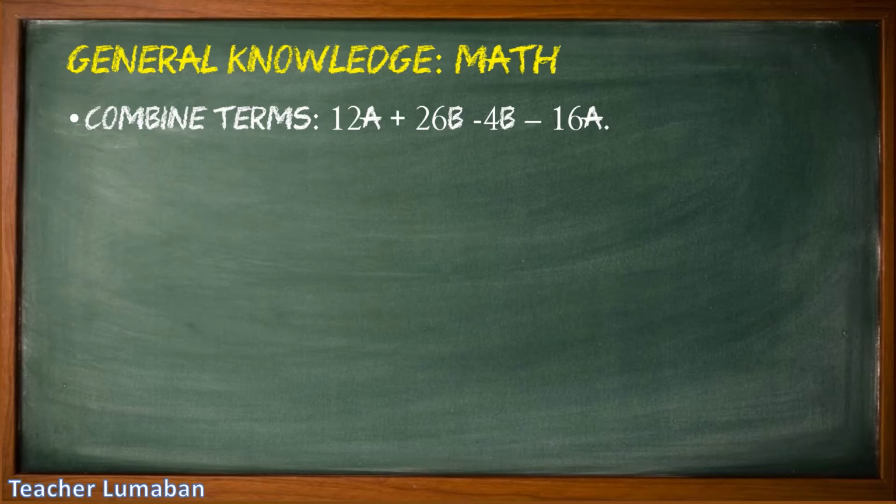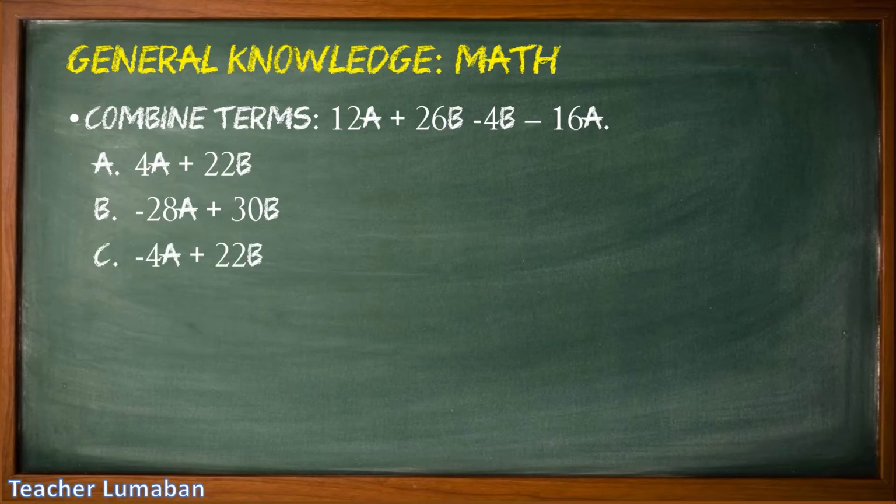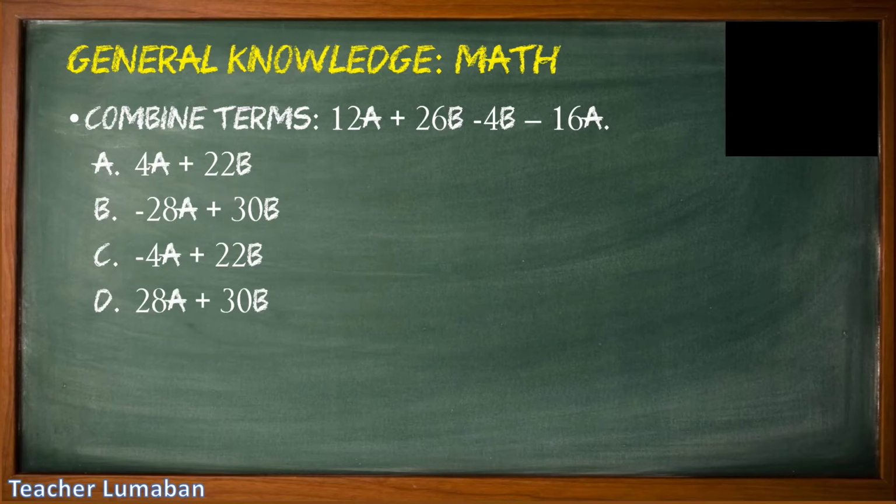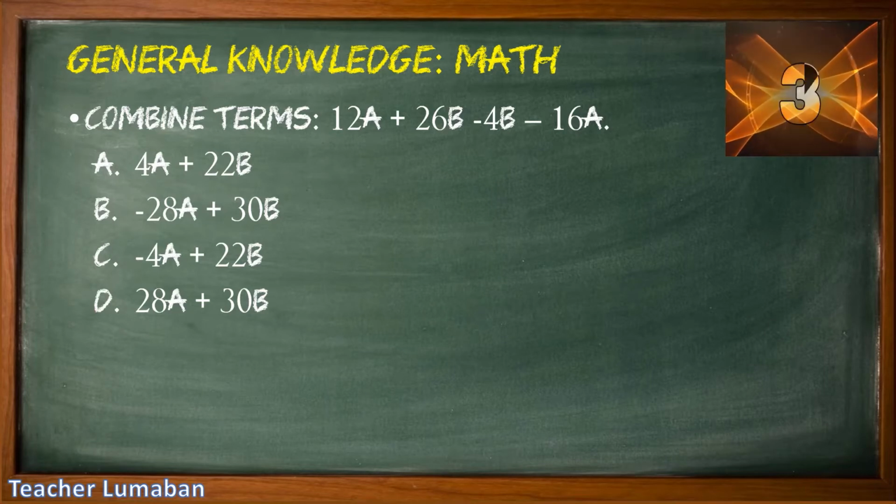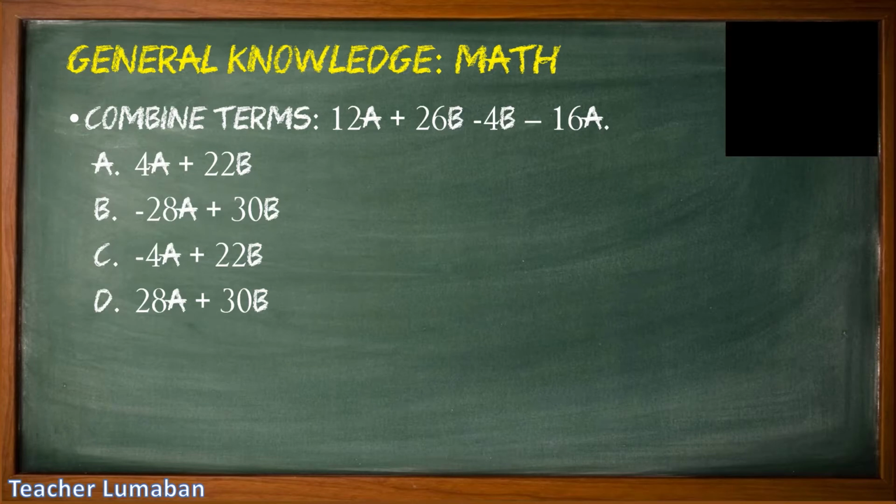Please choose the correct answer from the following choices. Letter A: 4a plus 22b. Letter B: negative 28a plus 30b. Letter C: negative 4a plus 22b. Letter D: 28a plus 30b. Please answer in 5, 4, 3, 2, 1.